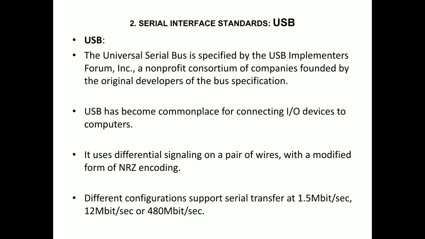USB is nothing but a universal serial bus. It is an input device and an output device; it is not only one or the other. It is an input output device. It uses NRZ form, and it transfers data serially at 1.5 megabit per second, 12 megabit per second, or 480 megabit per second. It means it transfers data serially at different rates for different devices.